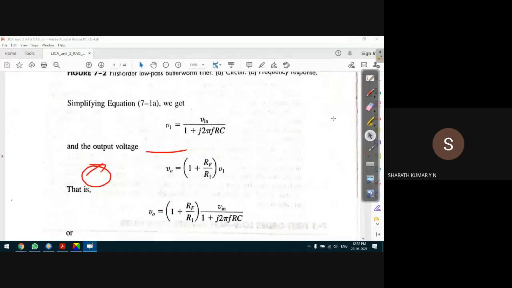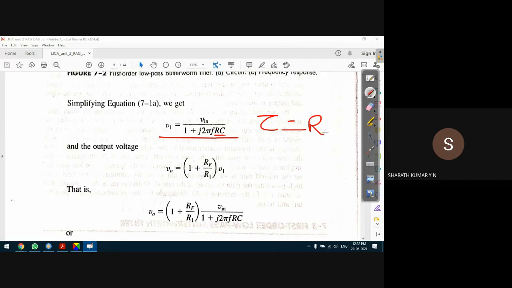From this, by substituting that expression for jXC, we can simplify V1 like this: V1 is given as Vin divided by 1 plus j2πfRC, where RC is tau, the delay factor, the delay term.